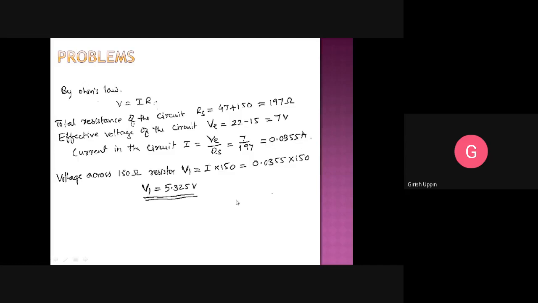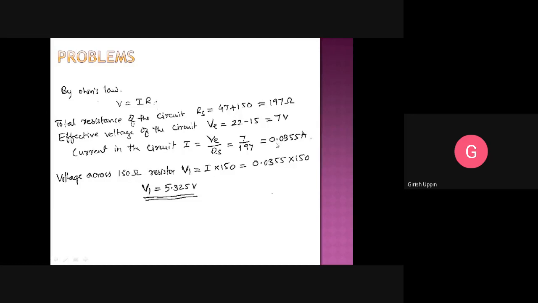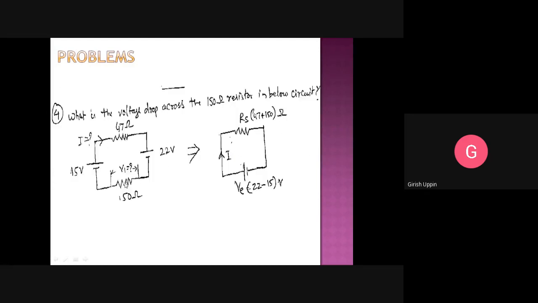0.0355 amperes. Now what was asked here? We have to find the voltage drop across the 150 ohm resistor. Now we know the current that is flowing. Whatever current flows in the effective circuit, the same current will flow in this circuit also. So what is the current that is flowing? 0.0355 ampere. And how do we find the voltage across this?